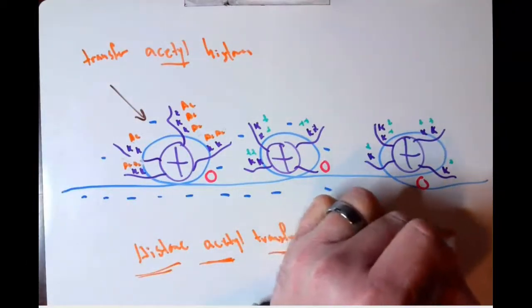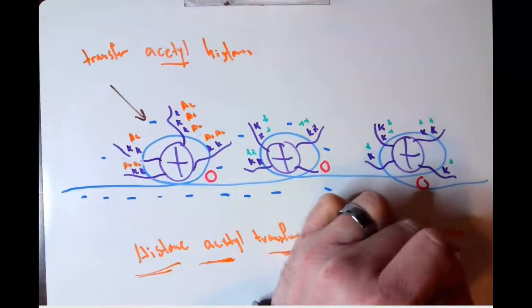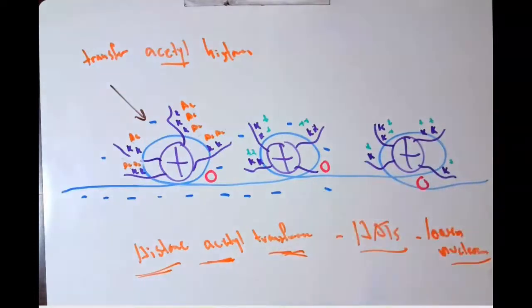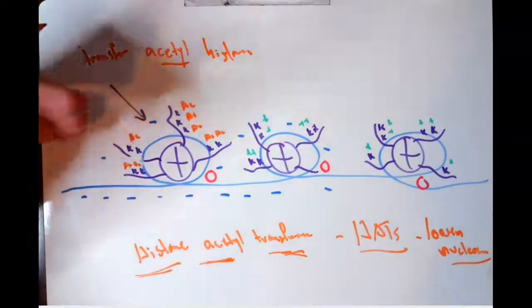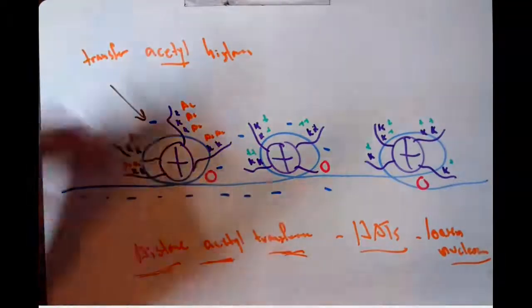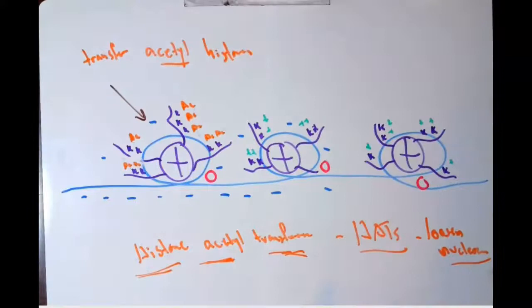HATs loosen or weaken nucleosomes. They are activating. In other words, they grant access to DNA. They allow DNA to be accessed. They activate DNA. They activate transcription. They activate repair. They allow replication. They activate cellular processes that require access to DNA.